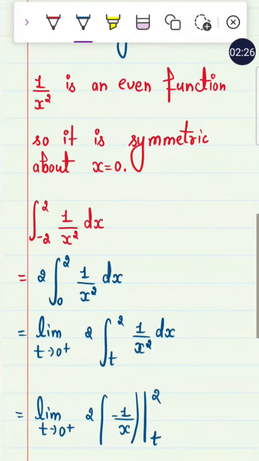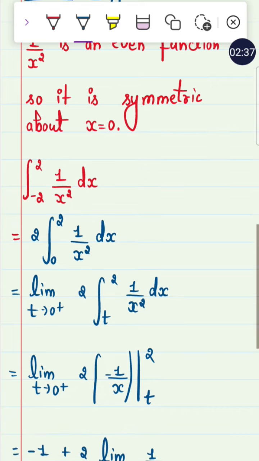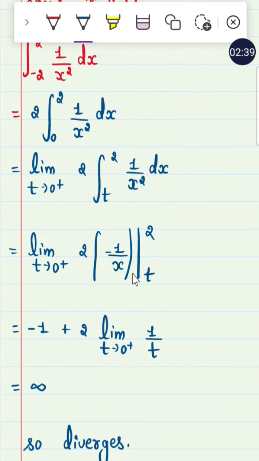Now another way is that 1 over x square is an even function, so it is symmetric about x equals to 0. So taking 0 to 2 of 1 over x square dx, taking the limit of this gives 2 times minus 1 over x, limit t to 0 plus, put it minus 1 plus 1 over t, this goes to infinity, so it is divergent.